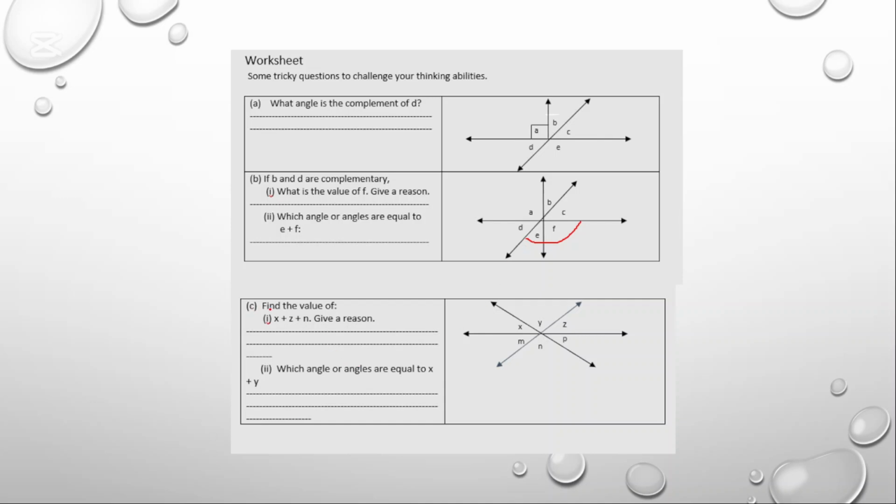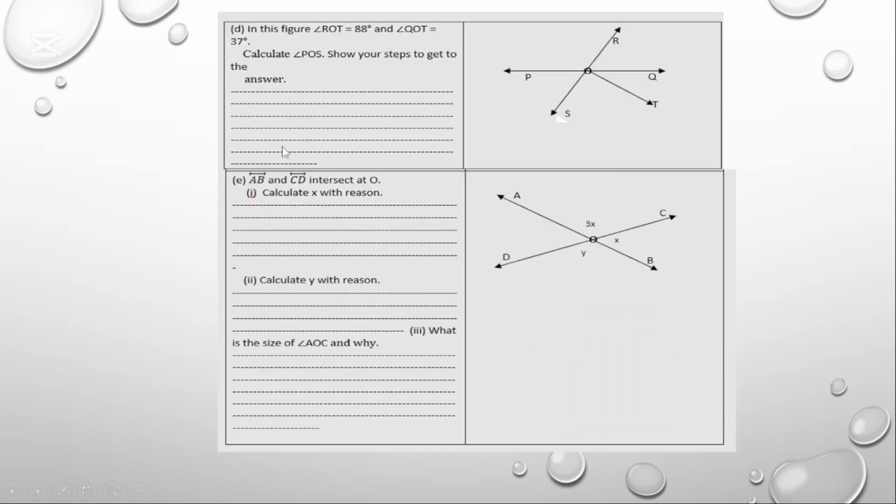Then C, find the value of X plus Z plus N. N is vertically opposite Y, and that is the only clue. Which angle or angles are equal to X plus Y over there? Which angle or angles are equal to this angle here? It must be a vertically opposite angle or two vertically opposite angles. Then we move to the next one.